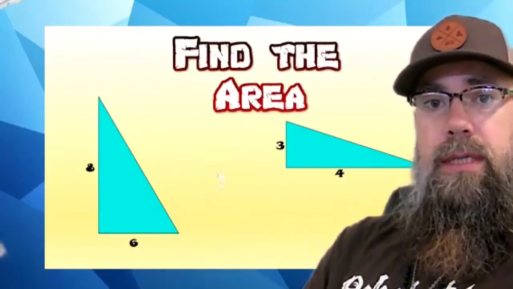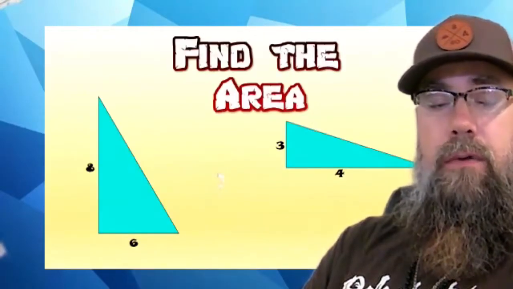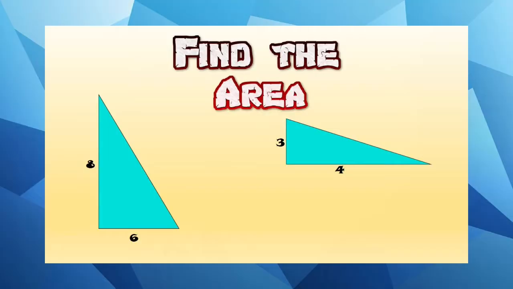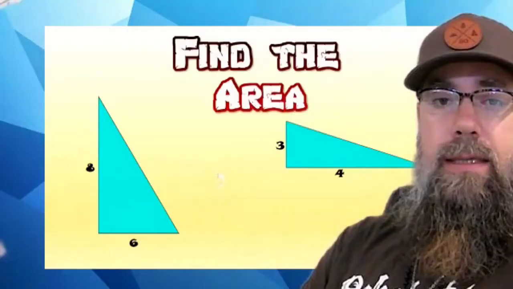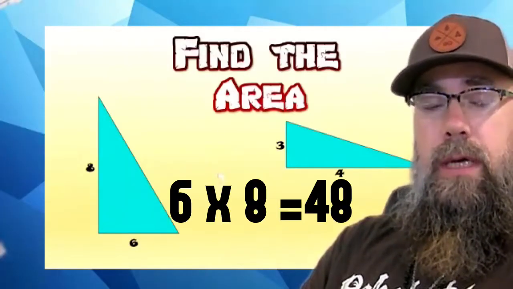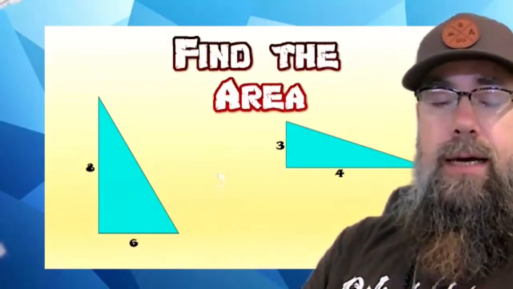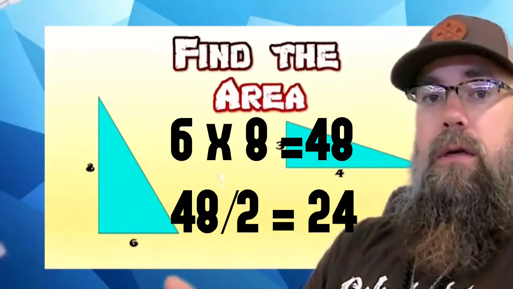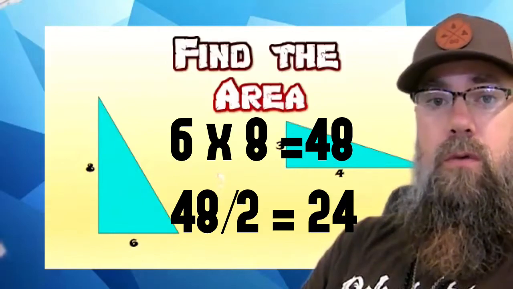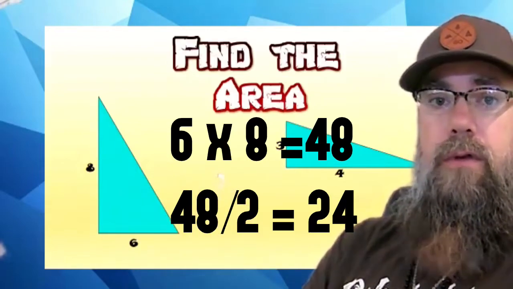So here are two other examples we can use to find the area of right triangles. Our first example here has measurements of 6 for the base and 8 for the height. If we multiply 6 times 8, we'll get 48. Now, we also have to divide by 2 or multiply by 1/2. When we do that, 48 divided by 2 is 24. That would give us the area of this right triangle.